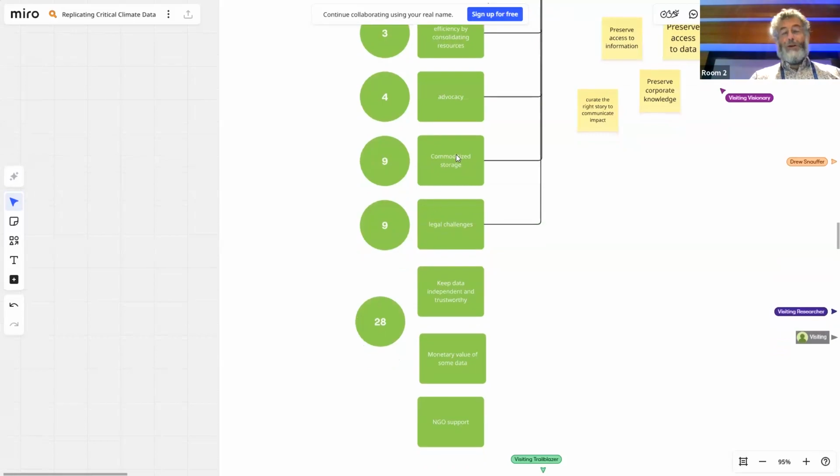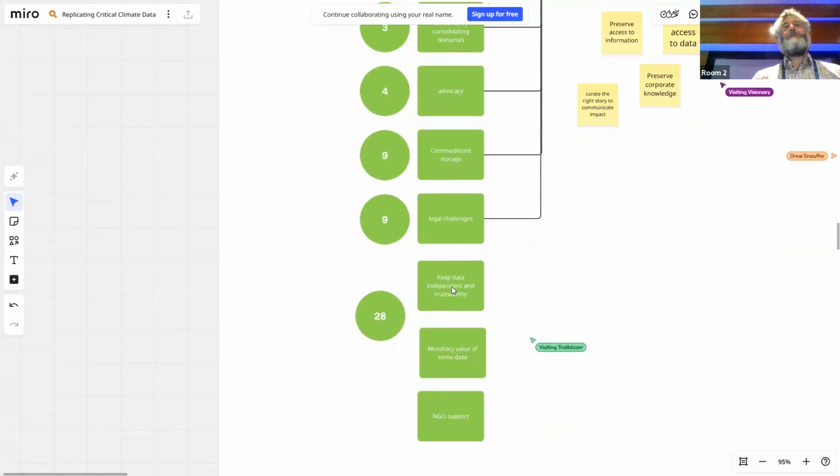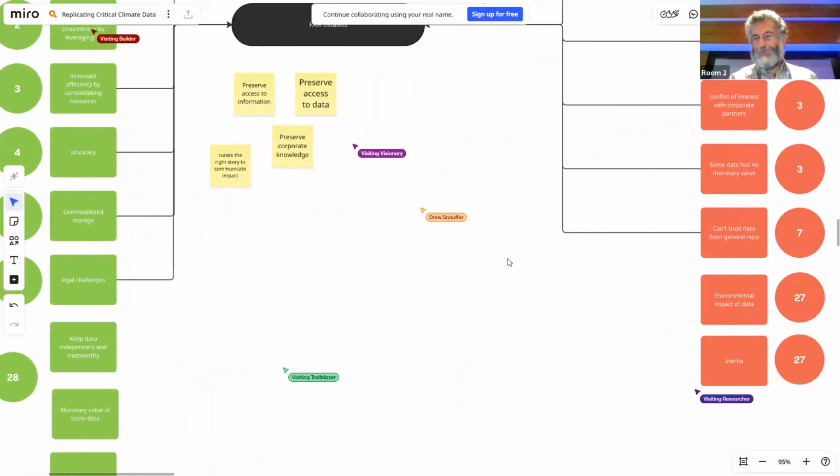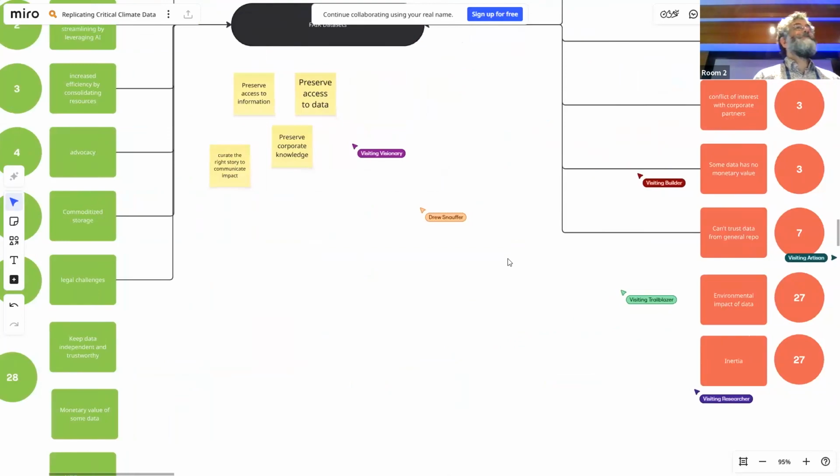Advocacy, commoditized storage, reducing those costs, legal challenges, the desire to keep data independent and trustworthy, the monetary value of some data, and NGO support. So we've got a lot on our side. And I don't want to do the whole vector analysis, but I added another red square, and I just called it inertia.